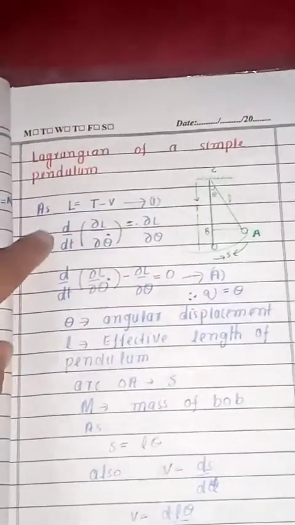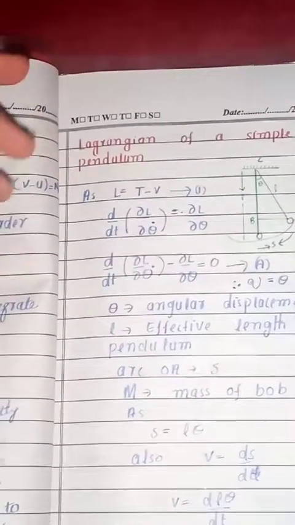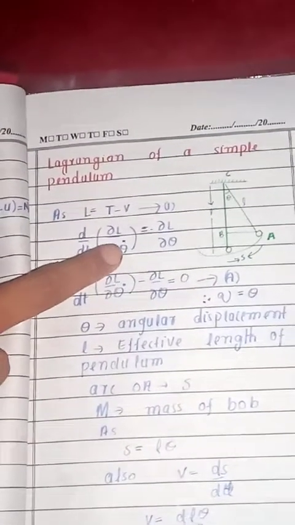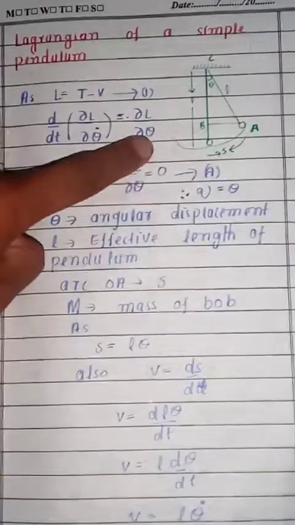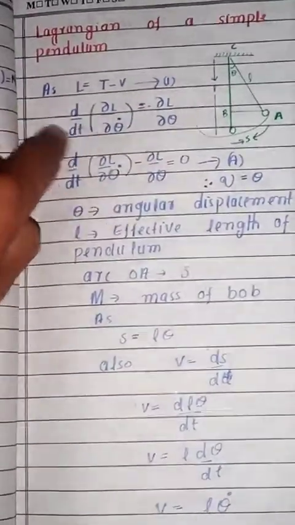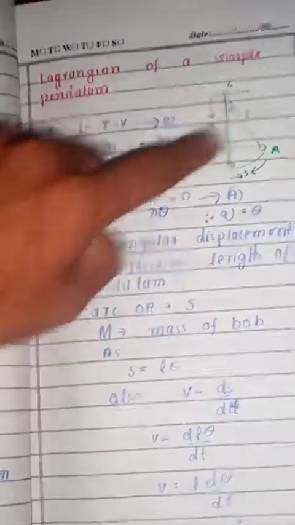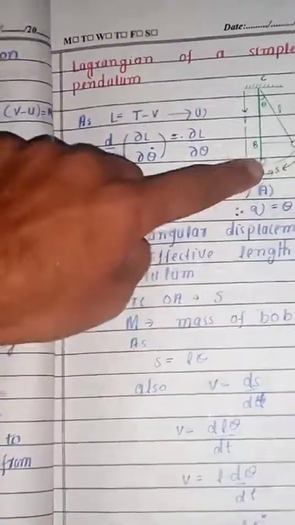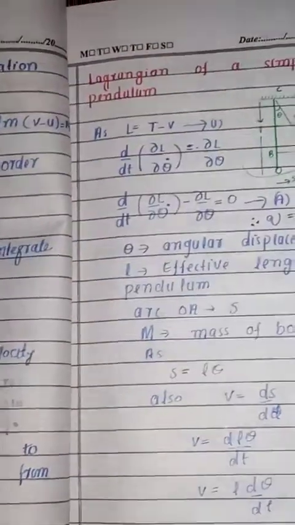Now the differential form of the Lagrangian, that is the differential equation of Lagrangian, is d/dt of (del L divided by del theta dot) equals del L divided by del theta. Theta dot means the derivative. Theta is the angular displacement, and L is the effective length of the pendulum. Arc OA is equal to S, and M is the mass of the bob.